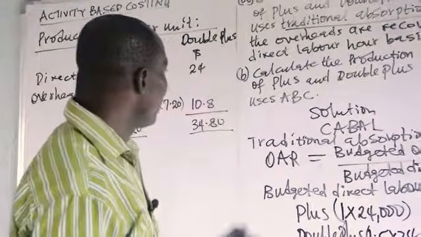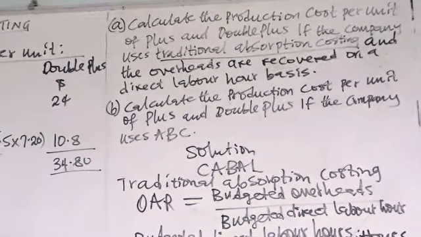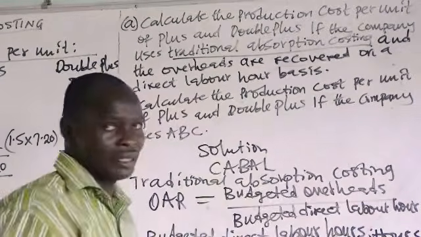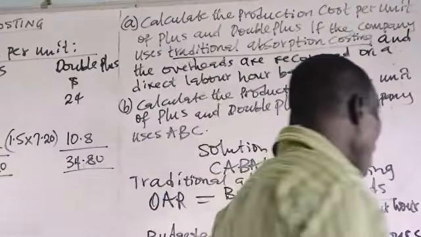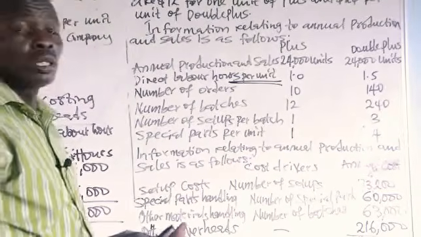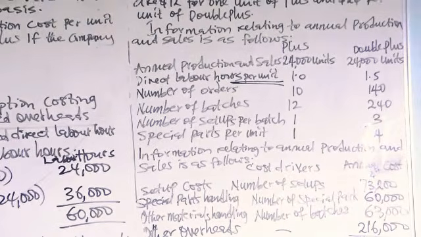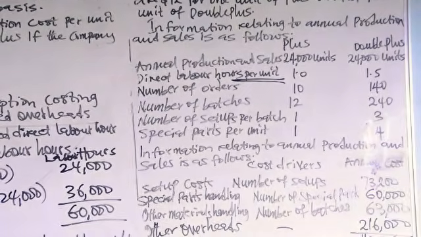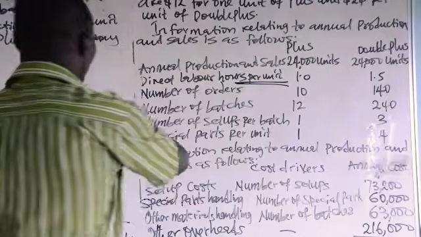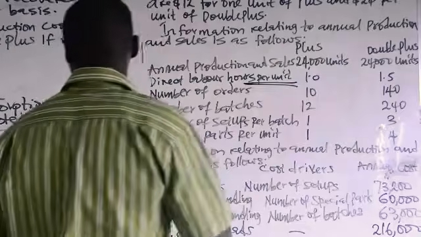Then B, you are to calculate the production cost per unit of plus and double plus if the company uses ABC. I've told you that for ABC, activity-based costing, you are going to use the cost drivers, not the overhead absorption rate. We have not used the blanket rate we used for direct labor hours.